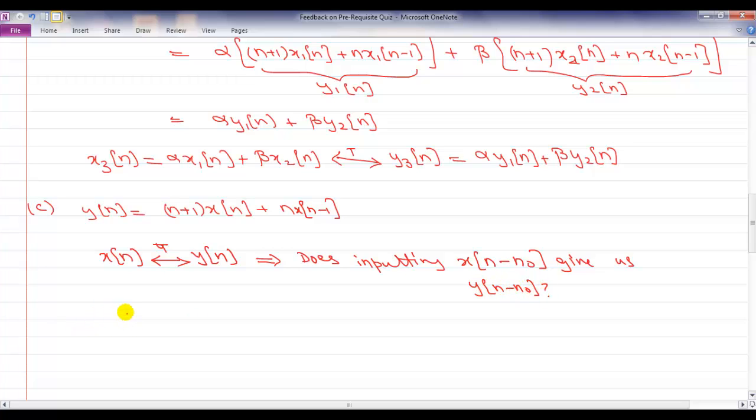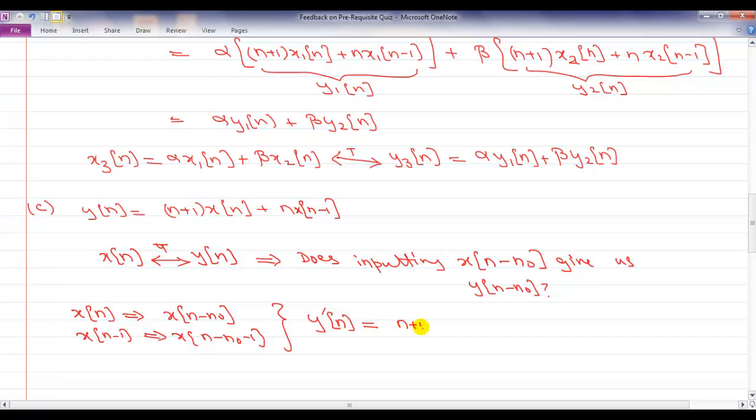So let's do that. Let's ask ourselves what happens if we input x of n minus n naught, which means that we simply replace x by x of n minus n naught. So this means that x of n gets replaced by x of n minus n naught, and x of n minus 1 gets replaced by x of n minus n naught minus 1. If we do that, let's call that output y prime, because we don't know if that output will be y of n minus n naught, so I don't want to call it that. Let's call it y prime of n.